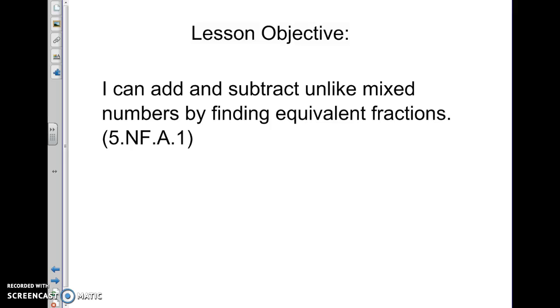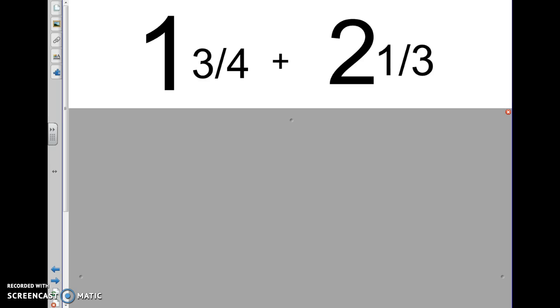Our lesson objective today: I can add and subtract unlike mixed numbers by finding equivalent fractions. Fifth grade standard, numbers and fractions, A1. Okay, we're looking at two mixed numbers, and they are unlike mixed numbers, meaning that the fractional parts of those mixed numbers have different denominators.